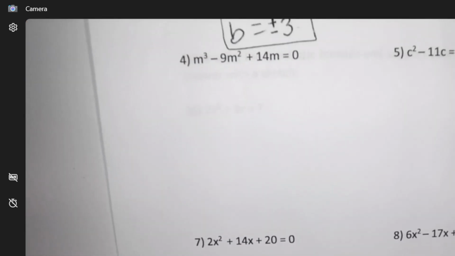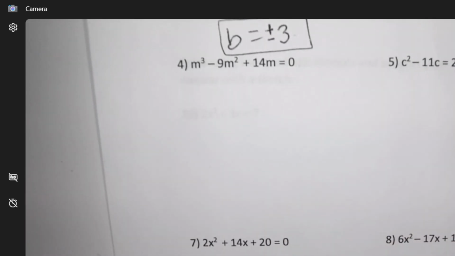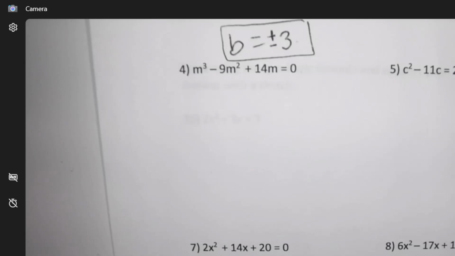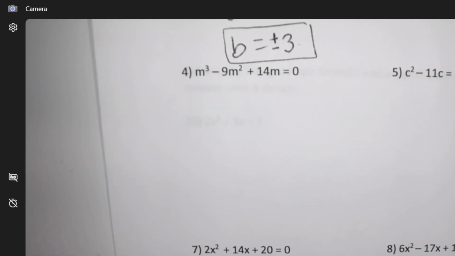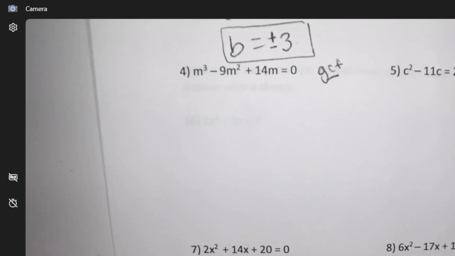Okay, number 4. Okay, there's definitely more than 1 variable. M cubes, M squareds, and M. So it's more than 1 variable. Equals 0. Good. So now my next process is, do I recognize how to factor? Which of the 4 would it be? So your answer to that should be that it was a GCF.